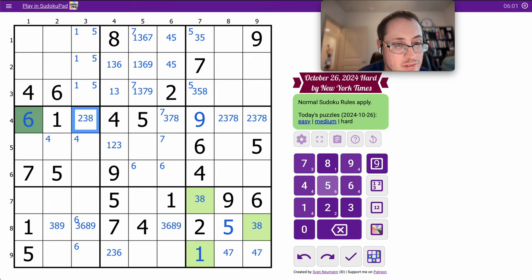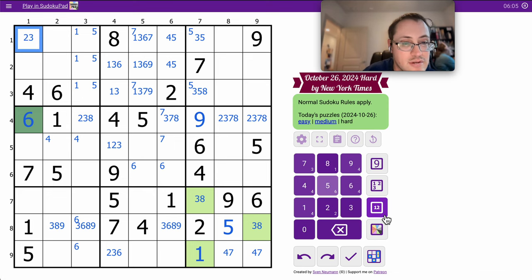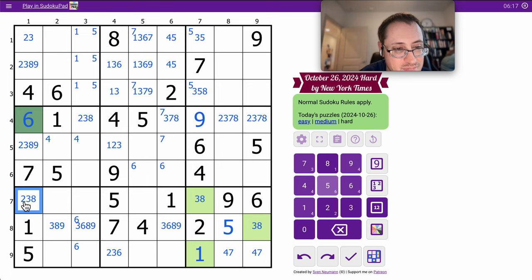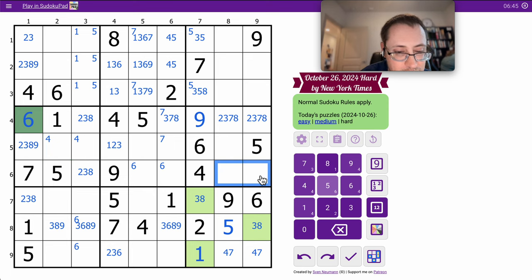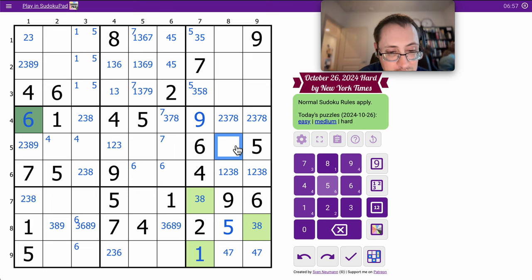Okay, column 1 has 1, 4, 5, 6, 7. I need 2, 3, 8, 9. Fill it in. It can't be 4 or 9, but those are any of them. Yep. That's not worth noting just yet. 1, 2, 3, 8. This one can be any of the 5 options left. Yep.